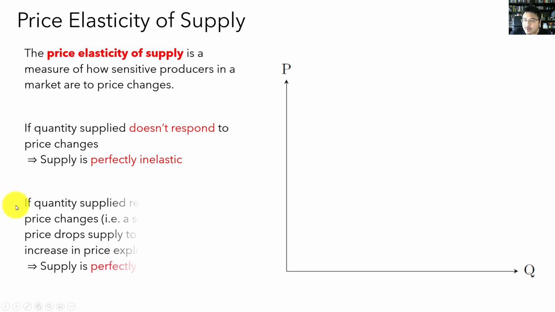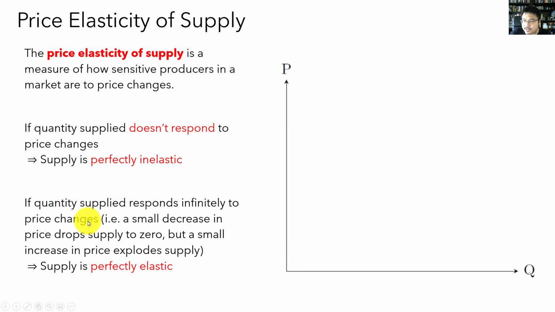And finally, if the quantity supplied is infinitely responsive to price changes, meaning that a small decrease in price is going to drop the supply suddenly to zero, but a small increase in price is going to explode the quantity supplied, then we say that supply is perfectly elastic. A perfectly elastic supply curve looks like this, a straight horizontal line, just like a perfectly elastic demand curve looks like this. What this is saying is that price can't really go far above or below this particular line. If it goes below, the quantity drops to zero. If it goes above, the quantity explodes somewhere off the graph.